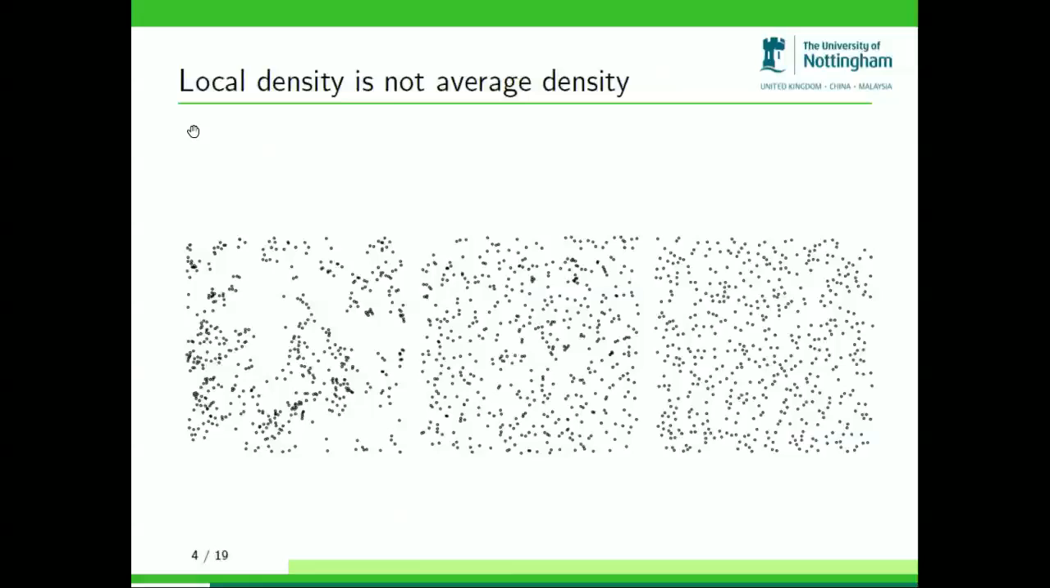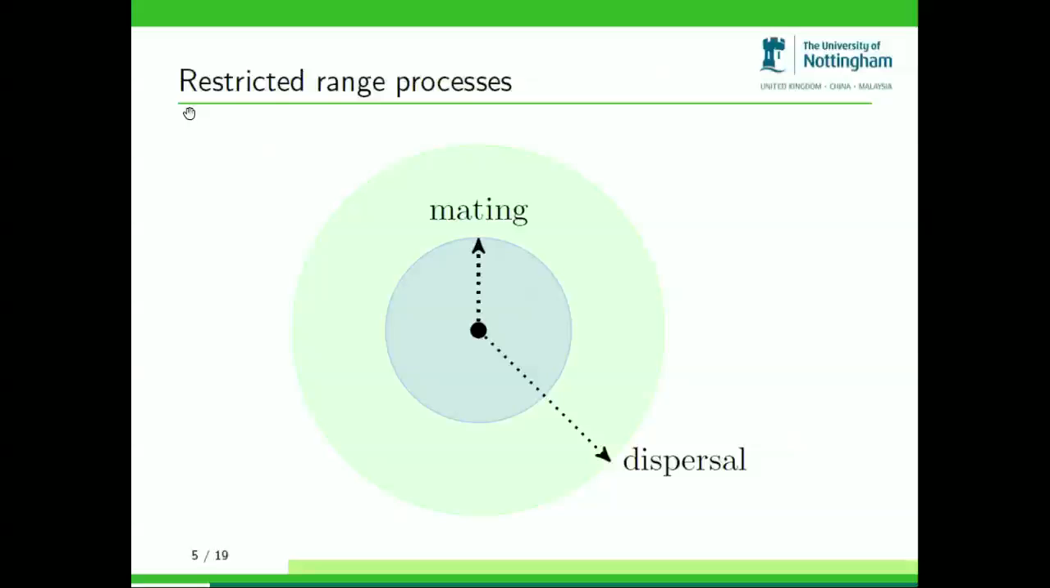Now, this matters because a lot of processes undertaken during the life cycle of a sessile organism are themselves spatially restricted. Organisms might be spatially restricted in the extent over which they're able to mate, for example, how far they can spread their pollen, or how far they can spread their sperm if they're a benthic organism. Likewise, they're often restricted in the distance over which they can disperse, how far their seeds are able to go. It's these relative ranges of mating and dispersal that I want to focus on today, and to show how those can modulate the dynamics of whole populations.